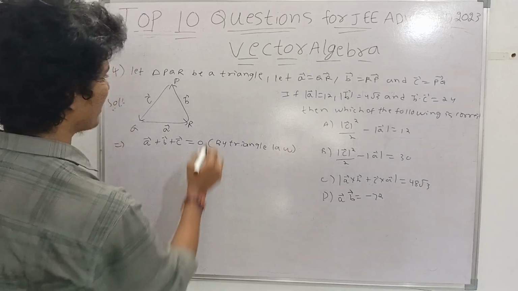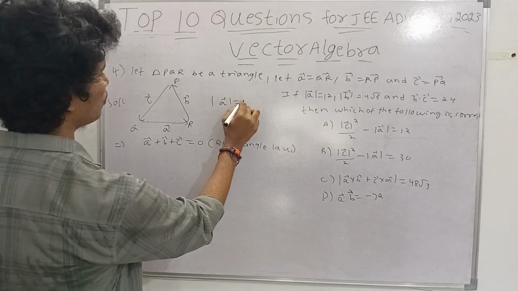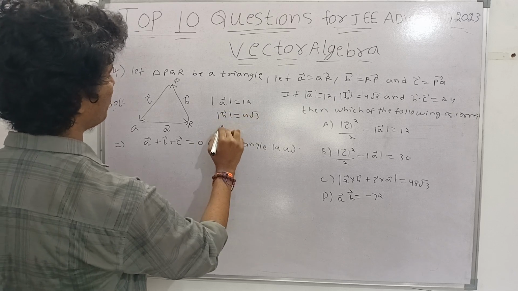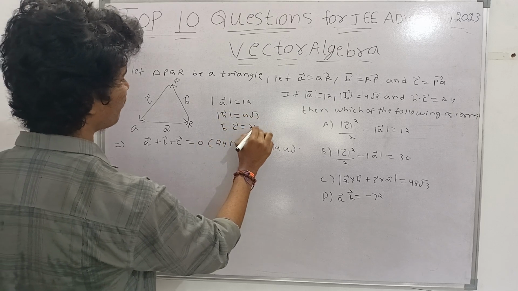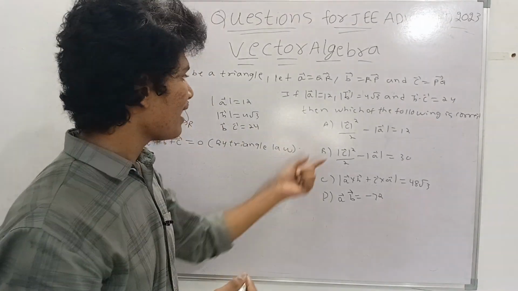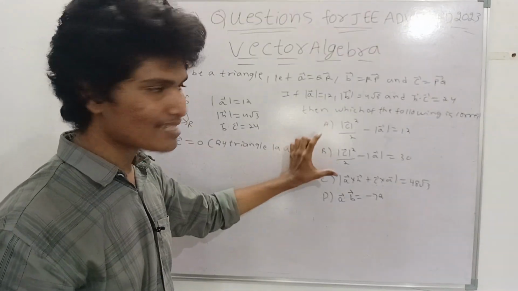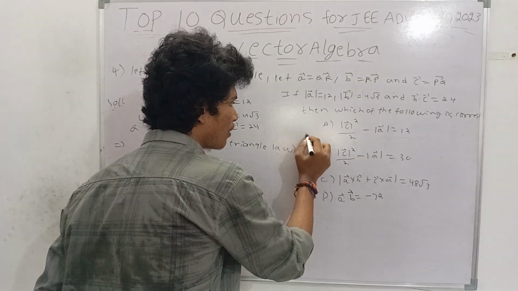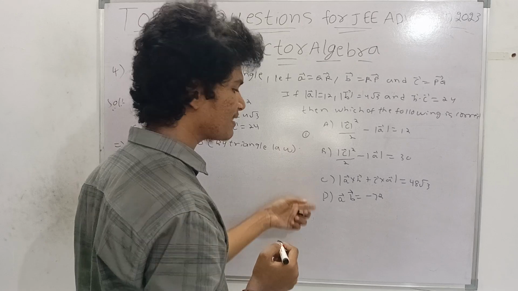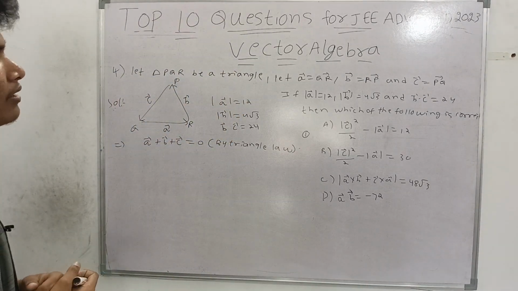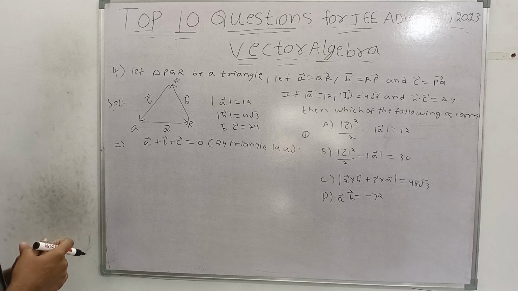Now they have given magnitude of A vector equal to 12, magnitude of B vector equal to 4 root 3, and B dot C equal to 24. Here it is very clear in the options that it is a multi-correct question. Option A and option B are similar, but the values on the RHS are different. So in these, one is a correct option, and C and D we have to check. So now I am going to find the magnitude of C vector.